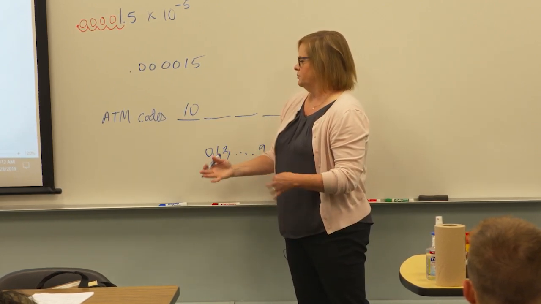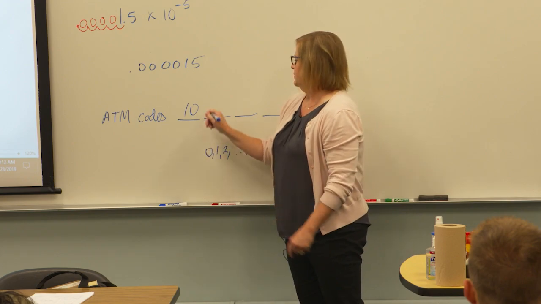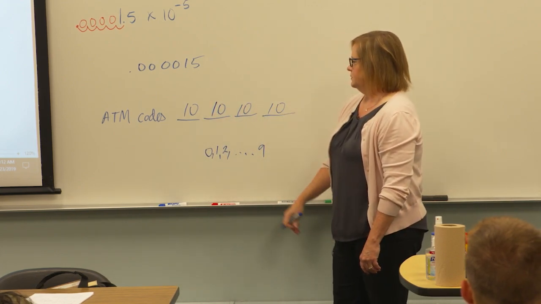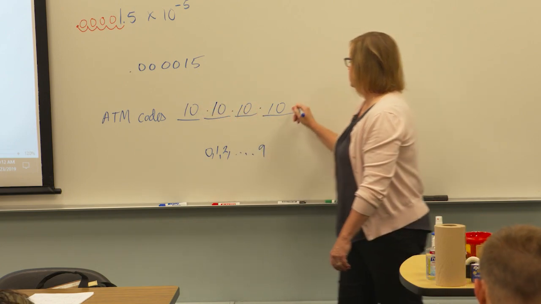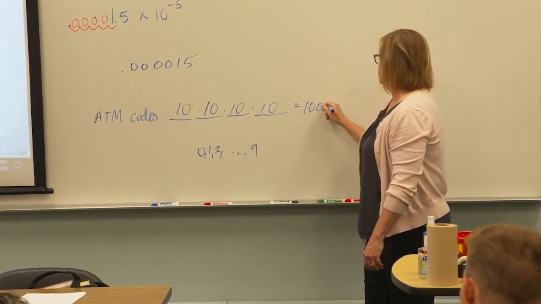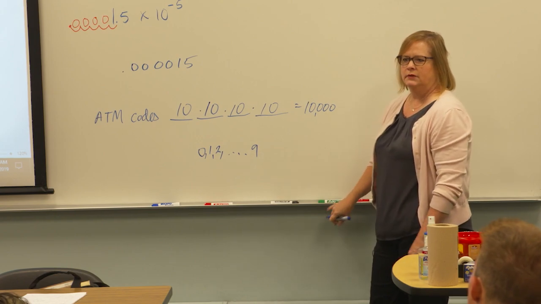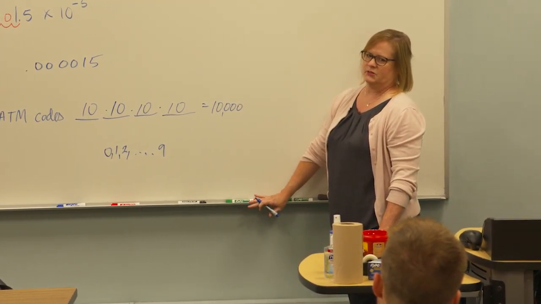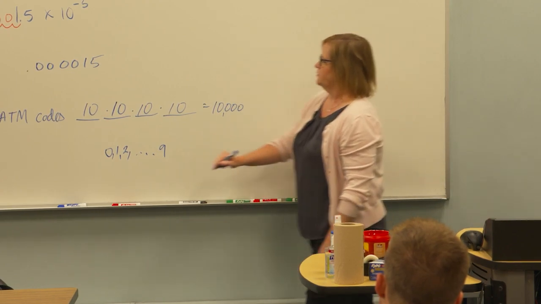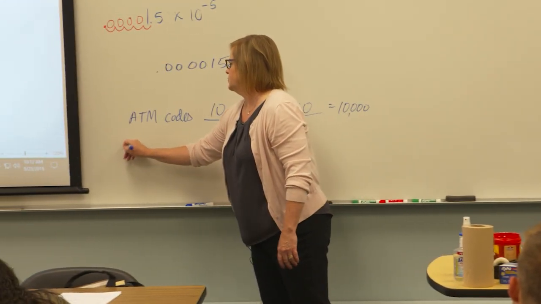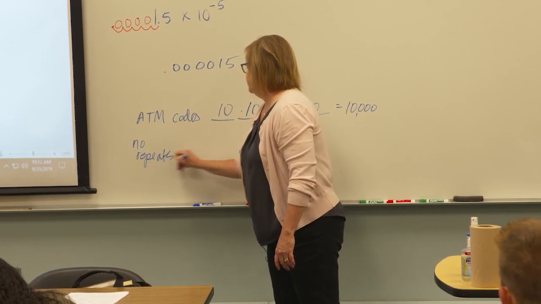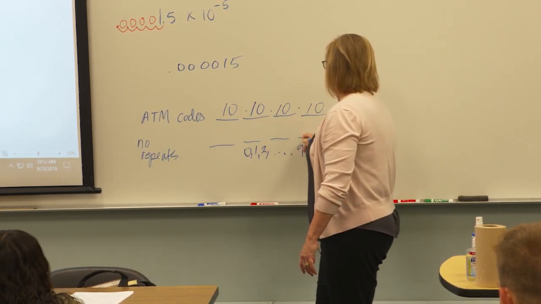Is it okay to have 2 of the same number? Yeah. So 10 there, 10 there. Okay, so 10,000. Yep. What if I tell you you can't repeat a number for some reason? You have to have 4 distinct numbers, so no repeats. Now how many are there?